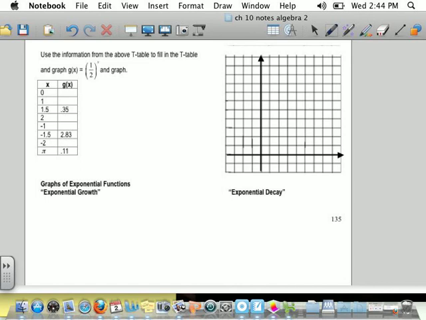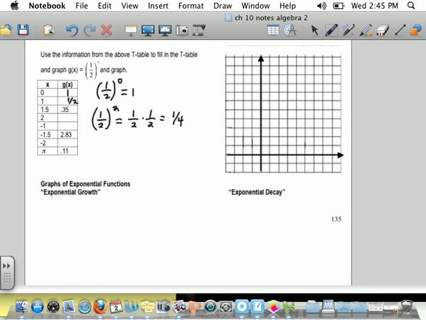1/2 to the -1. Yep, whenever you see a negative exponent, you take the reciprocal of the base. So it's 2 to the +1, which is just 2. So same thing here, 1/2 to the -2, I'd take the reciprocal of the base. So I'd have 2 to the +2, which is 4.